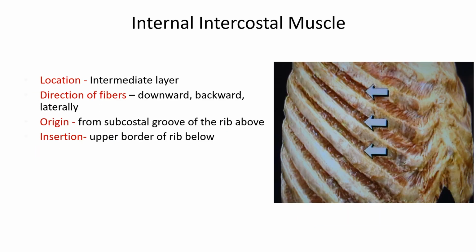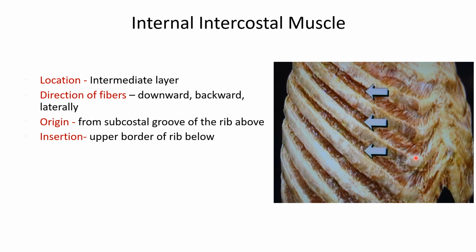Then let us see the internal intercostal muscle. So this is the intermediate layer. In this space you can see the external intercostal muscle is removed, and what you are seeing is the internal intercostal muscle. And what is the direction of these fibers? The direction of these fibers, they are directed downwards, backwards and laterally. And what is their origin?